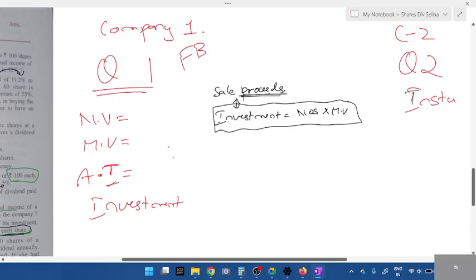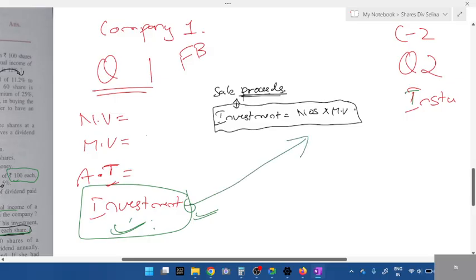Both are companies. Someone who has shares in Facebook wants to sell the shares. When Facebook started, he would have invested. Now he wants to sell. Whenever he sells the share, whatever money he gets, he'll invest into the second company. That is known as sale proceeds.